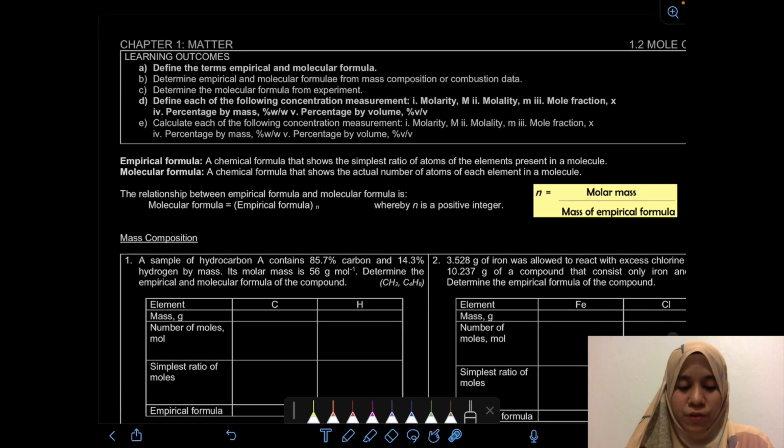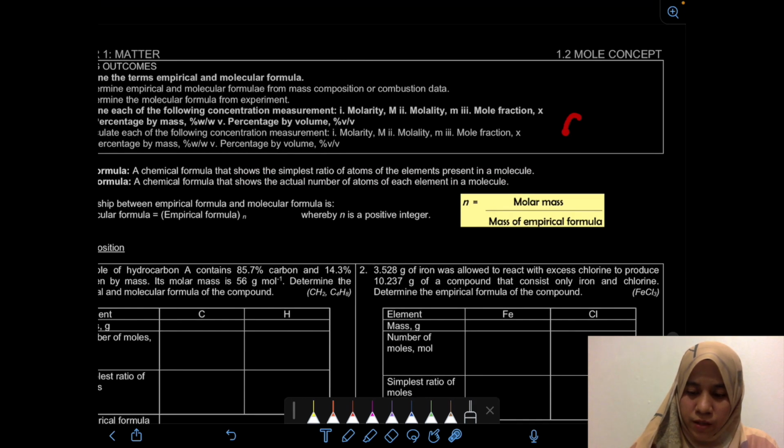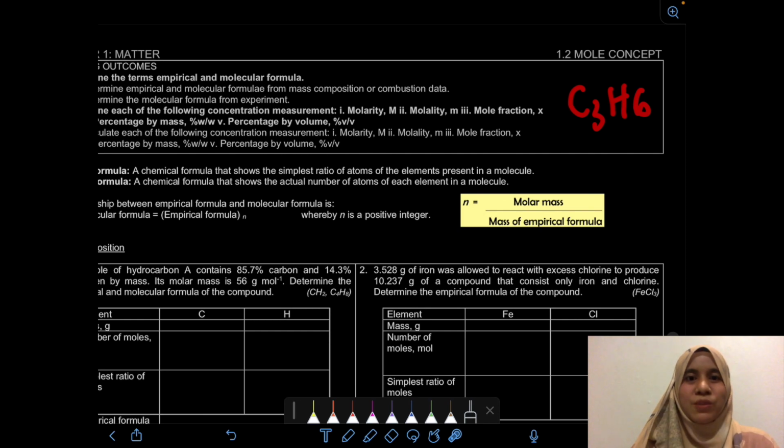So what is an empirical formula? It's a chemical formula that shows the simplest ratio of atoms of the elements present in a molecule. So it means simple ratio. For example, if we have C4H6, this is not an empirical formula. For an empirical formula, it must be the simplest ratio, so it can be C2H3. Same goes for C3H6, this is not an empirical formula, because we can simplify it further. So it is C1H2, or CH2.